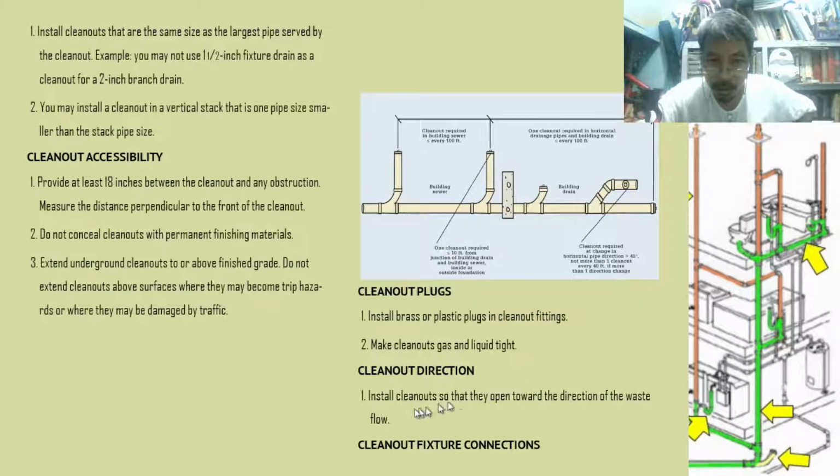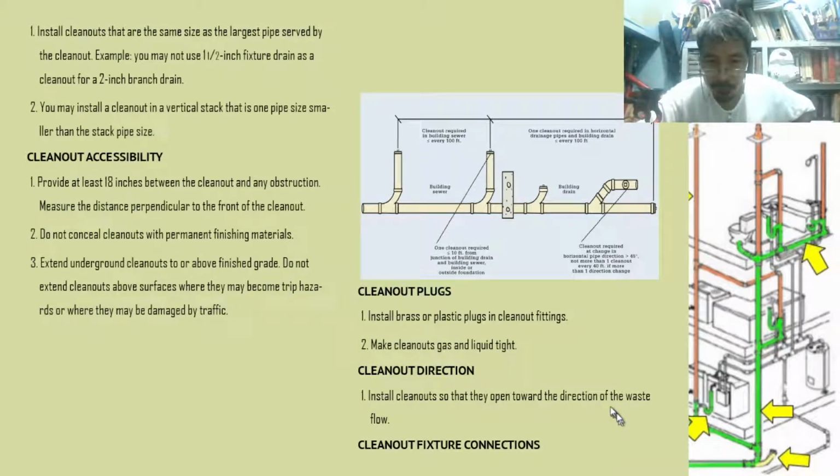Clean out direction. Install clean outs so that they open toward the direction of the waste flow. The waste flow is going from right to left. So install the clean out so that it faces the reverse direction of the flow. If you use a rod, you can clean the horizontal pipe inside it.